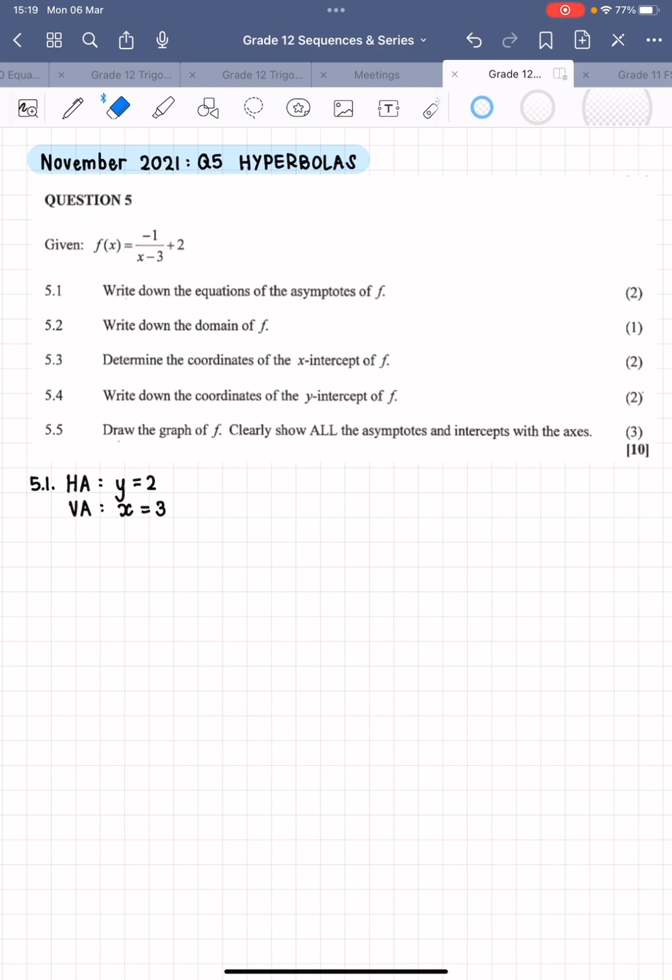Okay, next up for 5.2, they have now asked us to write down the domain of f. Now the domain of a hyperbola is always all real numbers except for where we have that asymptote. So we are going to say that x is an element of real numbers, but remember, it can't exist. The graph does not exist where x is equal to 3. So we have to specify that x can be equal to all real numbers, but not equal to 3, not equal to the value where that asymptote is.